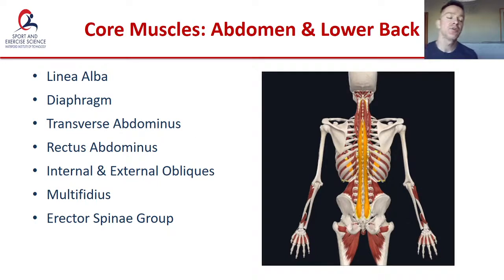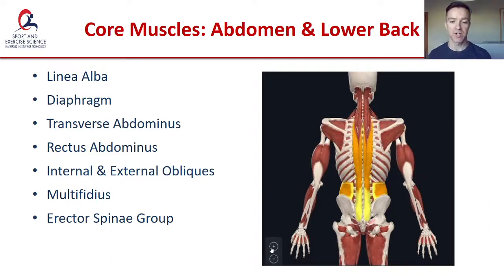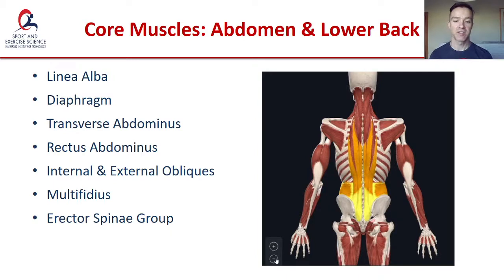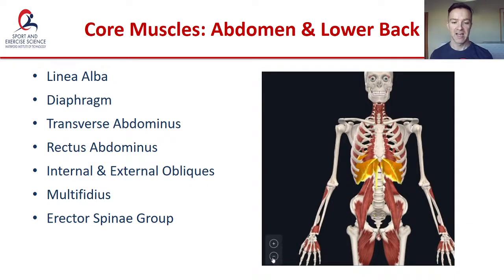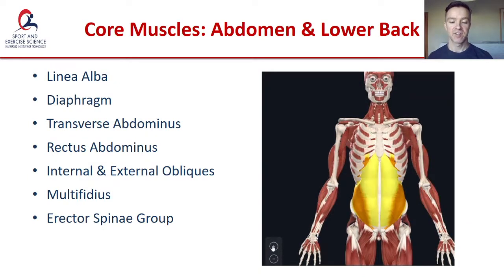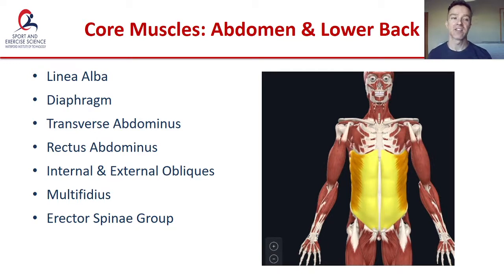Okay, so moving on to the new content today, we said we're going to talk about the core muscles. Specifically, we're going to look at the muscles of the abdomen and the lower back. So in the little illustration here, we are highlighting in yellow some of the muscles that we are going to talk about. So we see from the posterior view there, some of the muscles going from deep through to superficial, and again from the anterior view, from deep through to superficial. We've got layers of muscle that we're going to talk about here. So the individual muscles we're going to talk about today are the Linea Alba, the diaphragm, the Transverse Abdominis, the Rectus Abdominis, internal and external obliques, the Multifidus, and the erector spinae group.